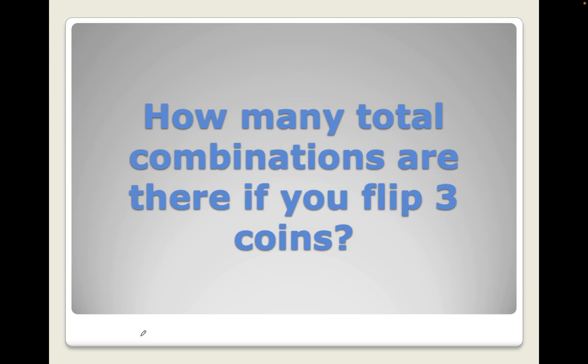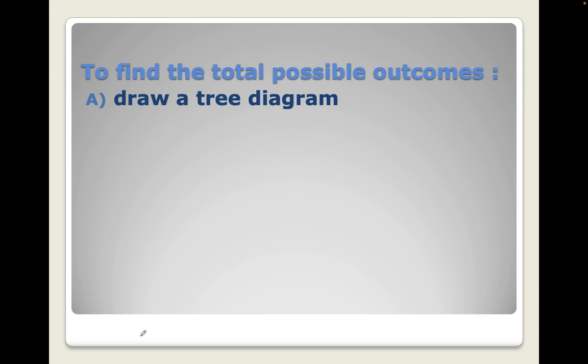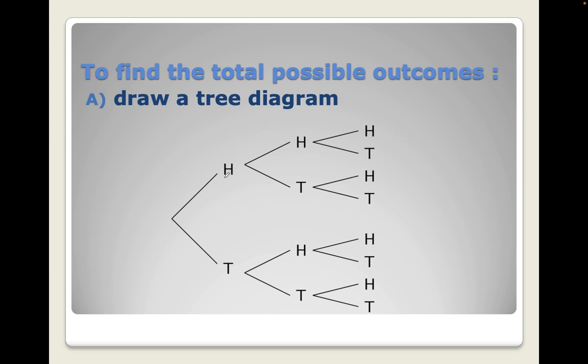How many total combinations are there if you were to flip 3 coins? One way you can figure this out is to draw a tree diagram. Your first coin could land on heads or tails. Your second coin could also land on heads or tails. However, if we landed on heads the first time, we can draw a tree diagram to show that the second time we landed on heads or on tails.